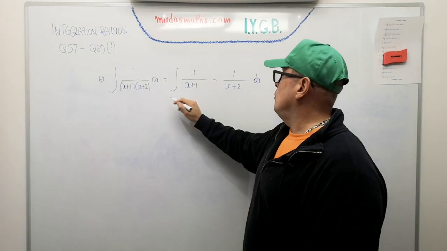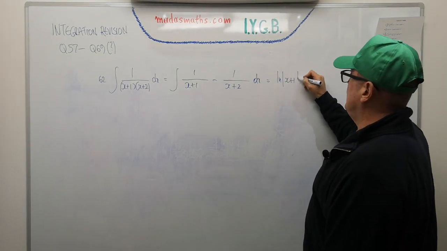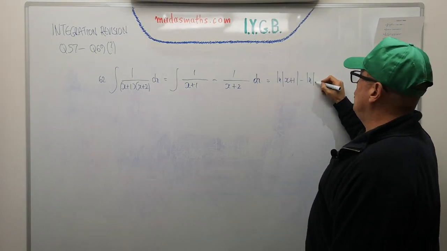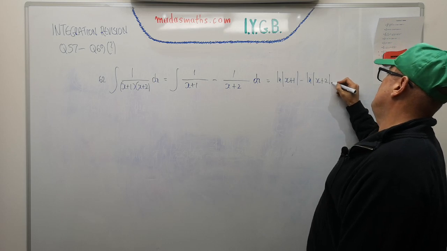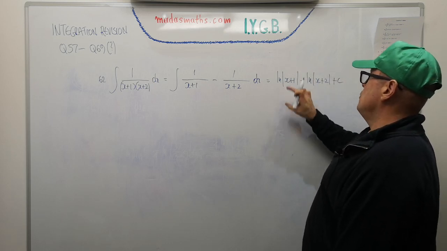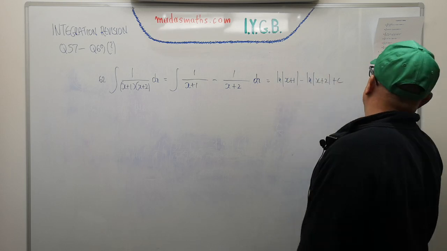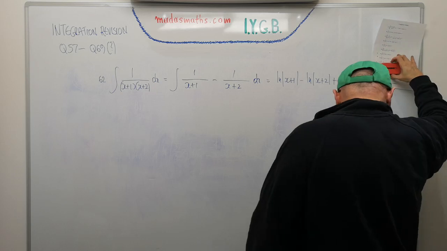And the standard logs, no change, nothing. So this will be, of course, log of mod of x plus 1 minus log mod of x plus 2 plus c, which of course you can have as a single log, because subtraction means you can divide inside the single log, x plus 1 over x plus 2. So that's all good. Oop, drop my pen.